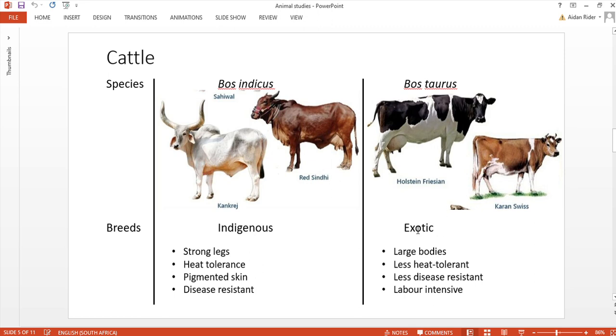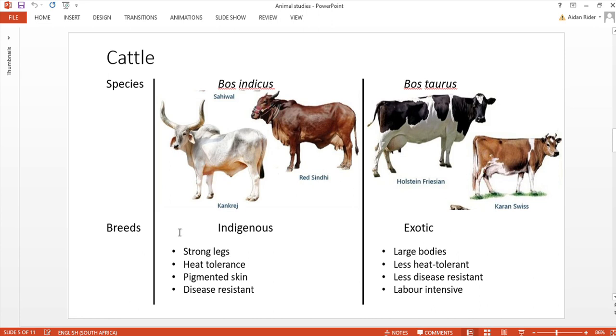Okay, so these are the 2 main species, indicus and taurus, but then within this species, there are different breeds. Same with the taurus, there are different breeds. These are two breeds within the species.